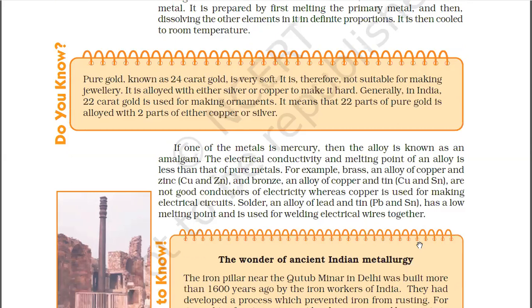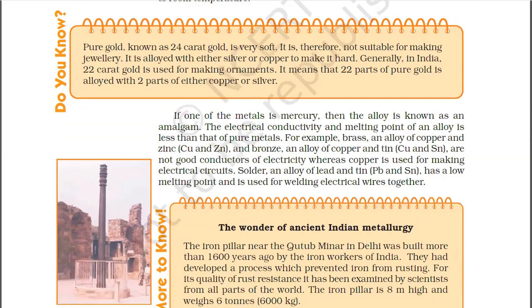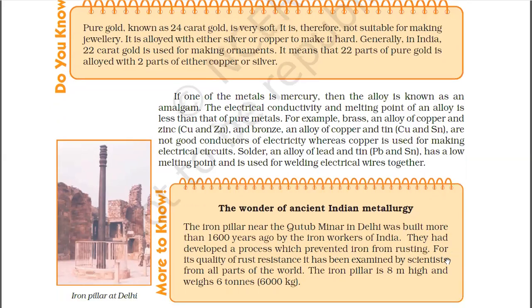The electrical conductivity and melting point of an alloy are less than those of pure metals. For example, brass, an alloy of copper and zinc, and bronze, an alloy of copper and tin, are not good conductors of electricity, whereas copper is used for making electrical circuits. Solder, an alloy of lead and tin, has a low melting point and is used for welding electrical wires together.